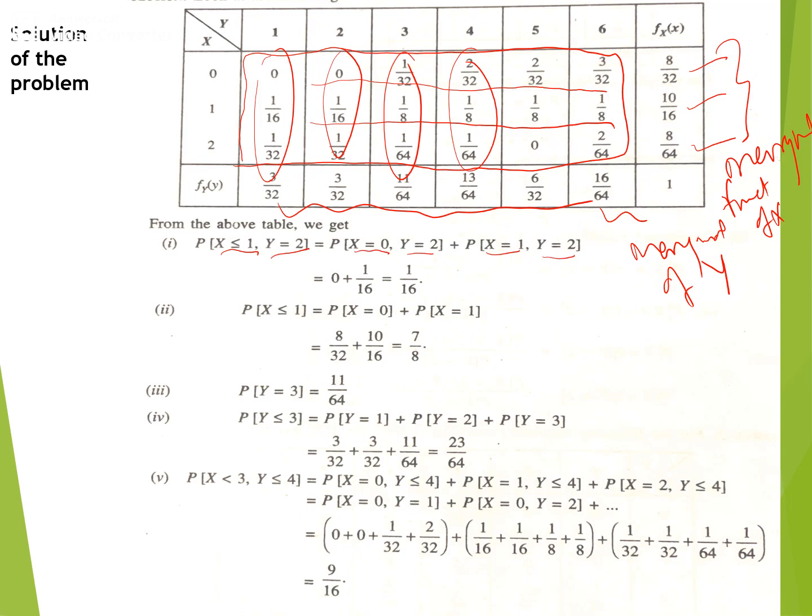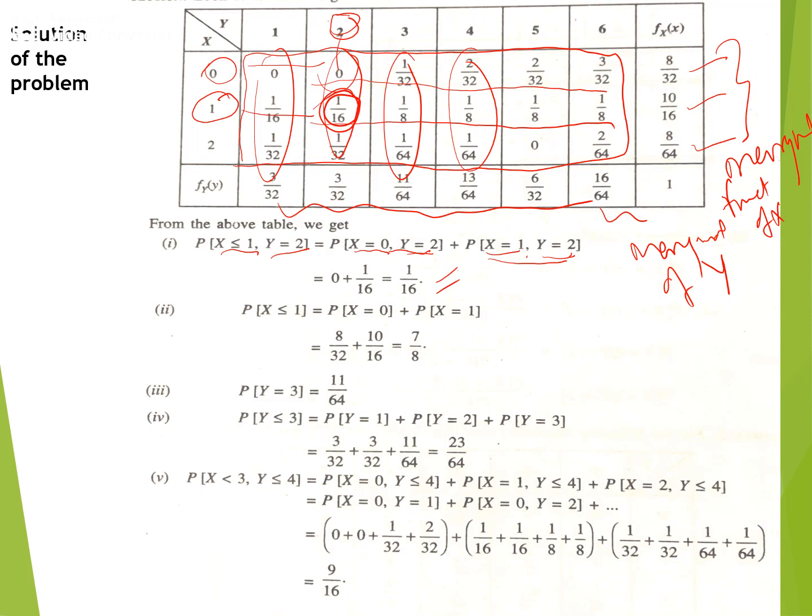So the joint probability when x equal to 0 and y equal to 2 is 0. And the probability when x equal to 1 and y equal to 2 is 1 by 16.